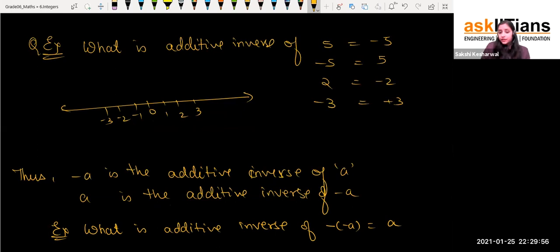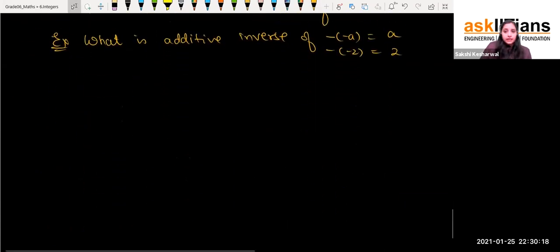What is a negative additive inverse? For example, if I write minus of minus 2, so this will be equal to what? You have to change the sign, right? So this will be equal to 2, right or not? Yes. Okay.